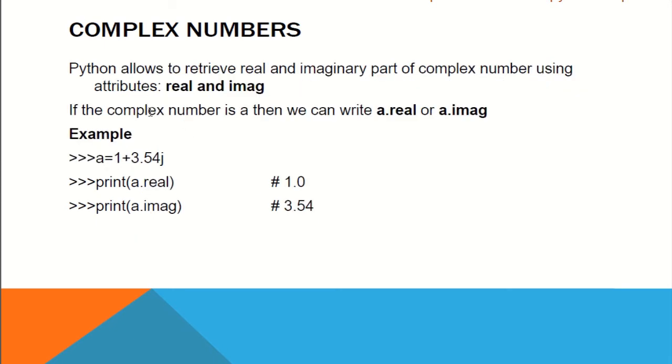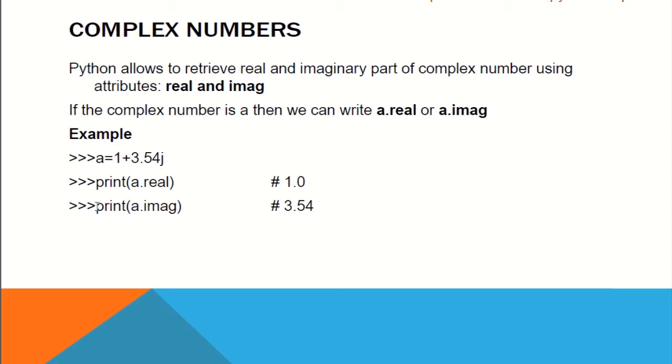Next, Python allows you to retrieve the real and imaginary part of a complex number using the attributes real and imag. If the complex number is a, then we can write a dot real or a dot imag. Like a is equal to 1 plus 3.54j. So print a dot real. So only the real part will be printed. So what will be the real part? Only 1 will be printed.